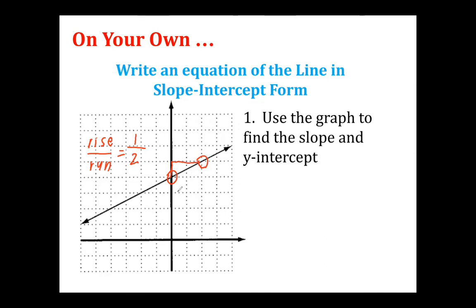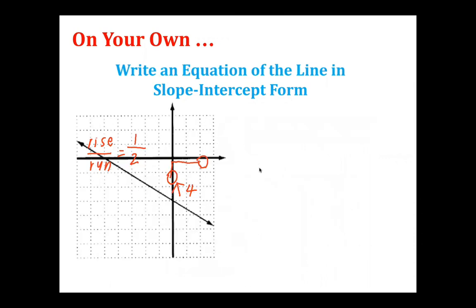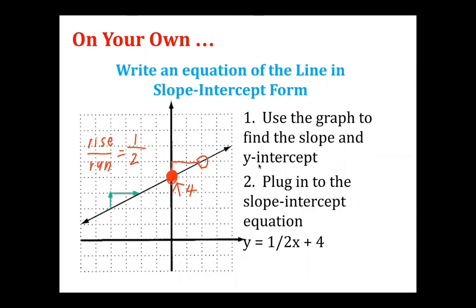And now that you have your slope, identify your y-intercept, which is right here. And our y-intercept happens to be at 4, +4. So if we plug this into y equals mx plus b, we'll get y equals 1/2 x plus 4.